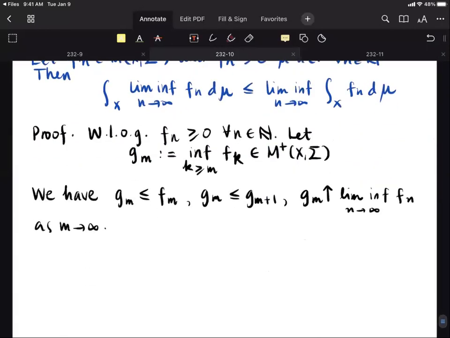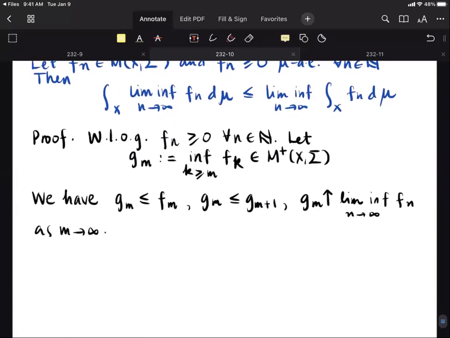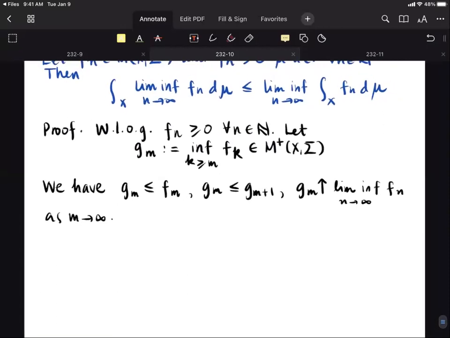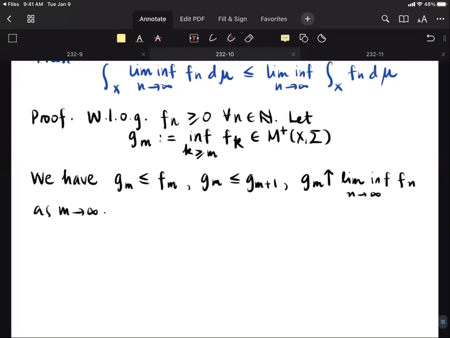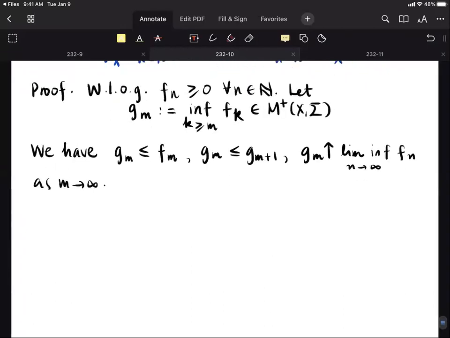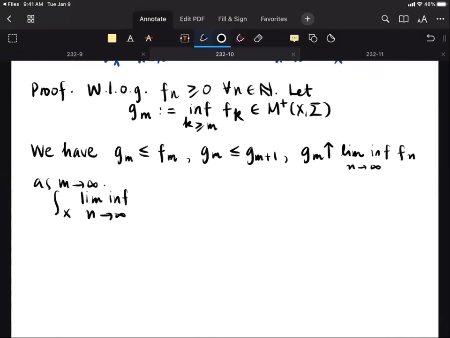So to prove the inequality, let's start with the left-hand side. That's the integral of the limit inferior. Our goal is to put this limit inferior outside. By definition, the limit inferior is the same as the limit of the integrand, the integral of the limit as m goes to infinity of G sub m.